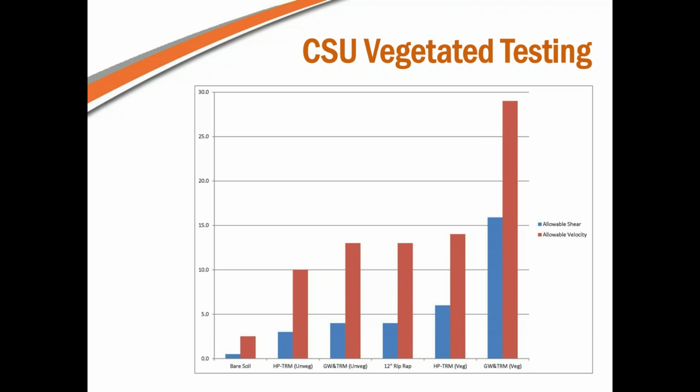What we see is that the GEOWEB plus TRM system far outperforms any other option in both allowable velocity and allowable shear. The key results here show that the GEOWEB filled with topsoil provides the same protection as 12-inch riprap and also doubles the performance of a standard TRM or ECB in vegetated conditions.